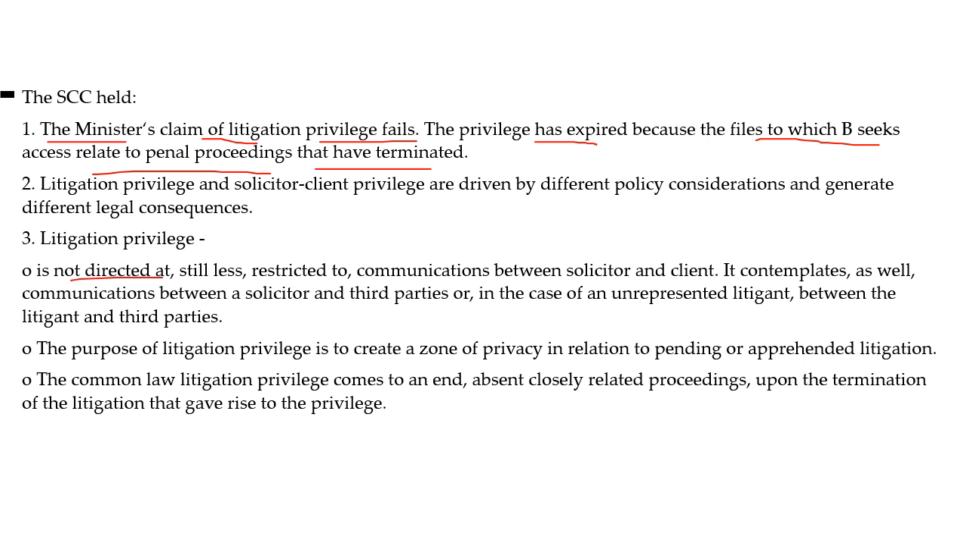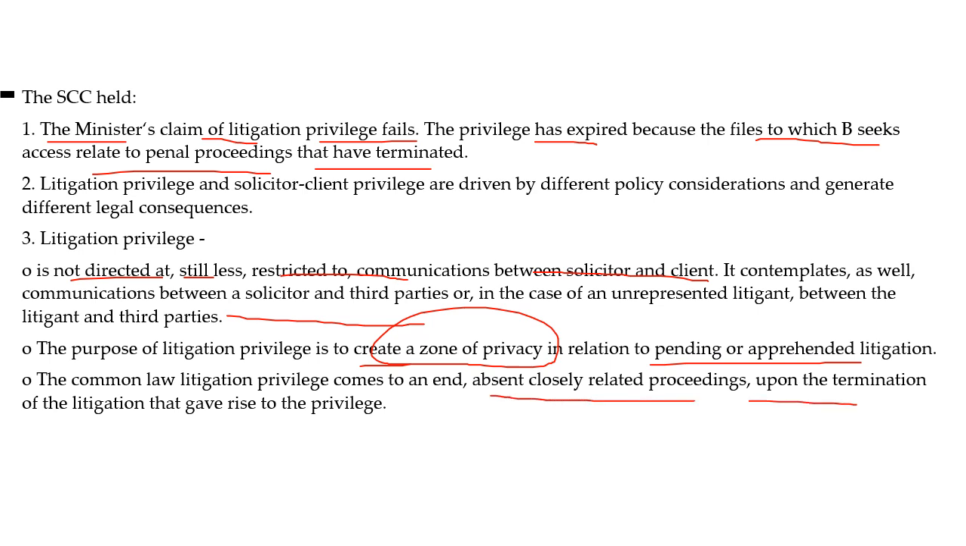Litigation privilege is not directed at, still less restricted to, communication between client and solicitor. It contemplates as well communication between solicitor and third parties, including any unrepresented litigant. The purpose of litigation privilege is to create a zone of privacy in relation to any pending or apprehended litigation that might arise. The common law litigation privilege comes to an end, absent a closely related proceeding, upon the termination of the litigation. So the moment your case is shut, the litigation privilege that you have as a lawyer or solicitor also ends.